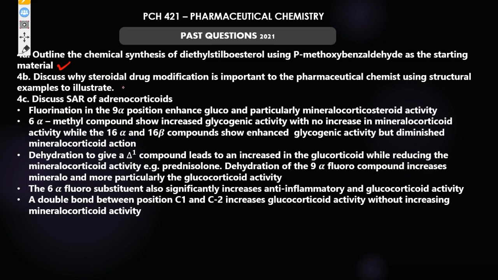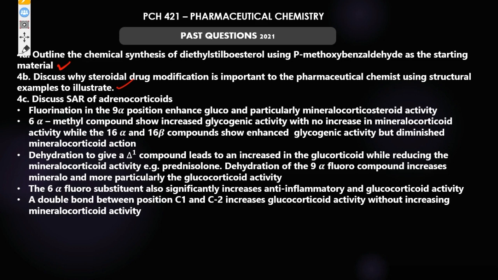Now, discuss why steroidal drug modification is important to the pharmaceutical chemist using structural example to illustrate. We've done something like this before. Maybe you can just draw any of the structures, like that of testosterone and that of methyl testosterone, the differences, right? Now, discuss the SAR of adrenocorticoids.